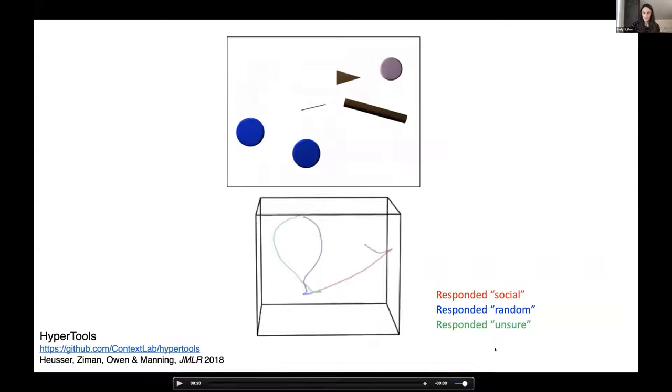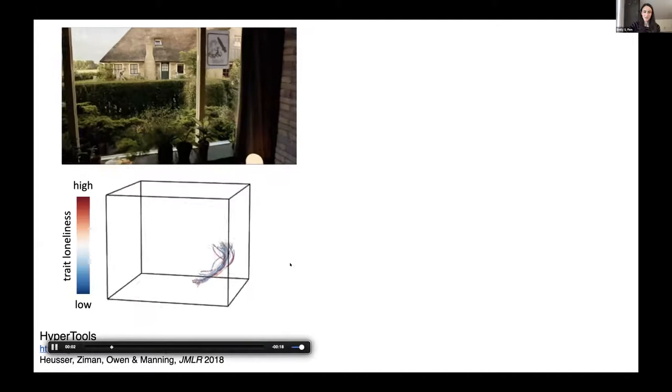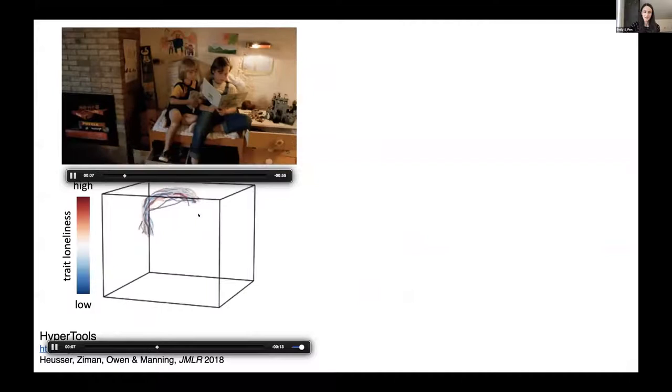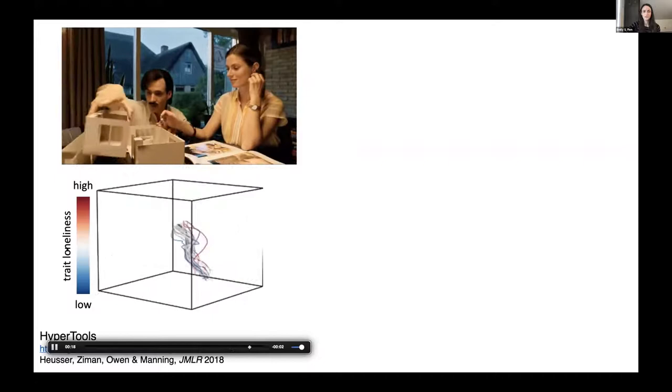In the interest of time, I think I may actually skip this. I'll just move through this really quickly. This was another example where we had people watch longer live action films. This is not real time now. The movie's too long to play, but these are different individuals' trajectories as they watch this film with social content. Each line is a participant, and they're colored by this trait, social function score. You can also think of it as how lonely they tend to be.